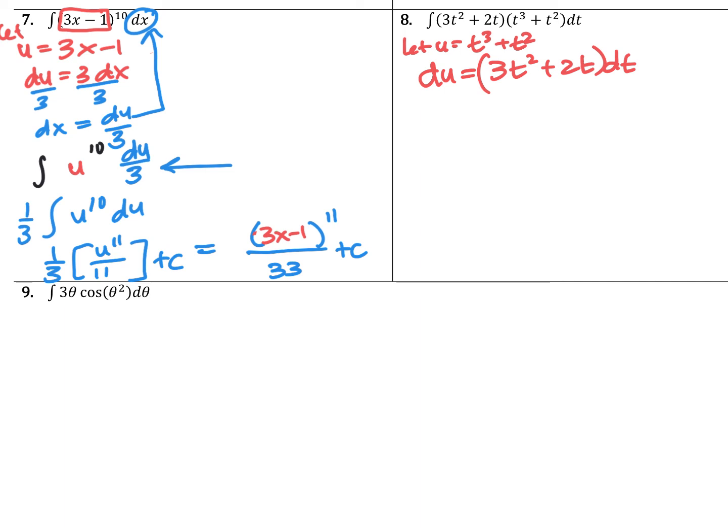And then, dt, that's right. And then to solve for dt, I'm going to divide by 3t squared plus 2t. So dt, in this case, is equal to du divided by 3t squared plus 2t.